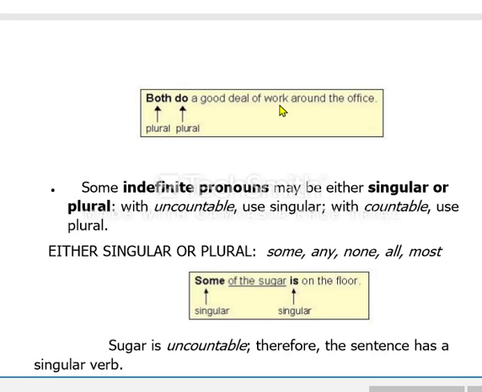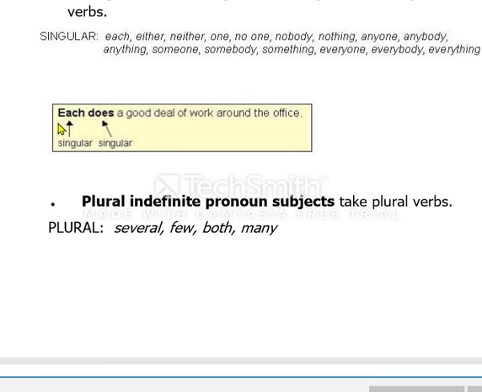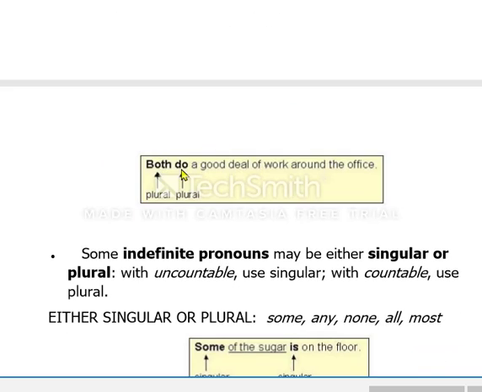Some indefinite pronouns may be either singular or plural: with uncountable use singular, with countable use plural. This is a very interesting thing, that some indefinite pronouns may be either singular or plural. If those indefinite pronouns are uncountable, you will use singular, and with countable you will use plural.